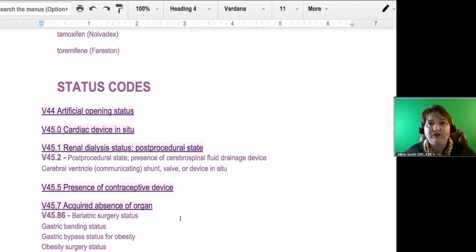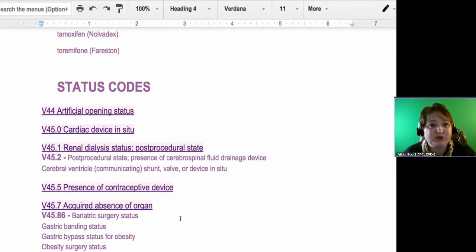Whenever you're dealing with somebody that has an artificial opening, that's going to be a V44. So we're talking about an ostomy of any kind. It can be an ileostomy. It can be a colostomy. And again, there are several kinds of ostomies, and you're going to find them in this V44 section. The other one, V45, cardiac devices in situ. So any type of cardiac device that has been added or is being used. V45.1, renal dialysis status. So if a person is getting plugged in for dialysis, this is the area where you're going to find that.